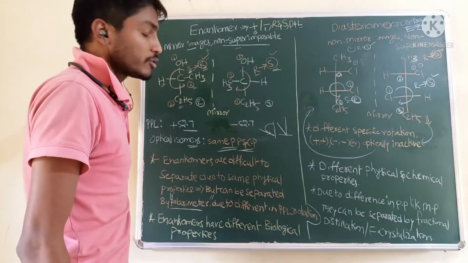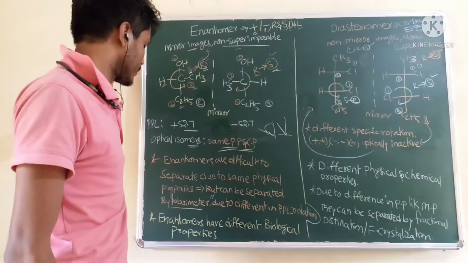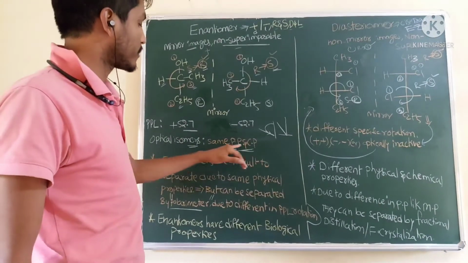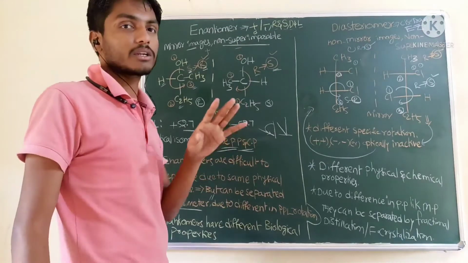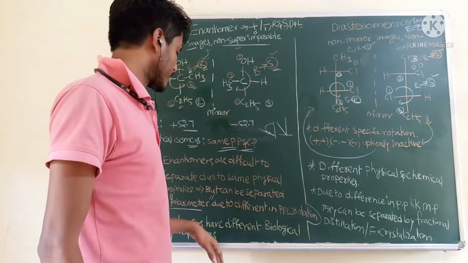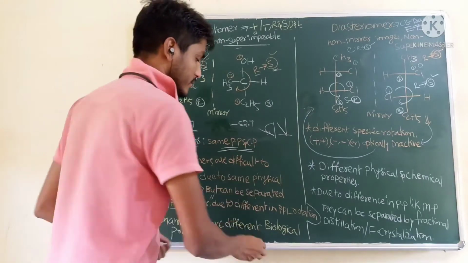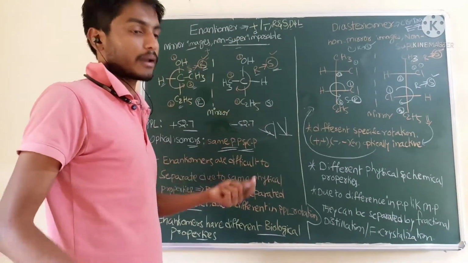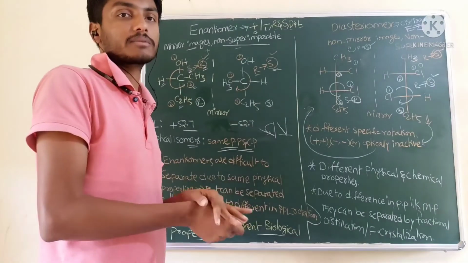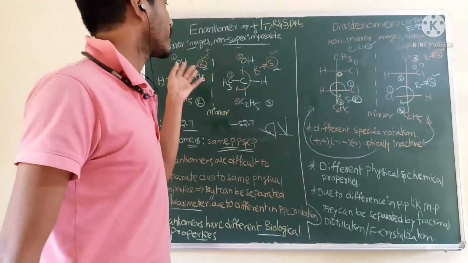But the enantiomers have different biological properties. See, same physical and chemical properties, due to this we cannot separate enantiomers, we can separate only using a polarimeter. But these have different biological properties. Sometimes the dextro form is more active, sometimes the levo form. So they can differ in their biological activity.